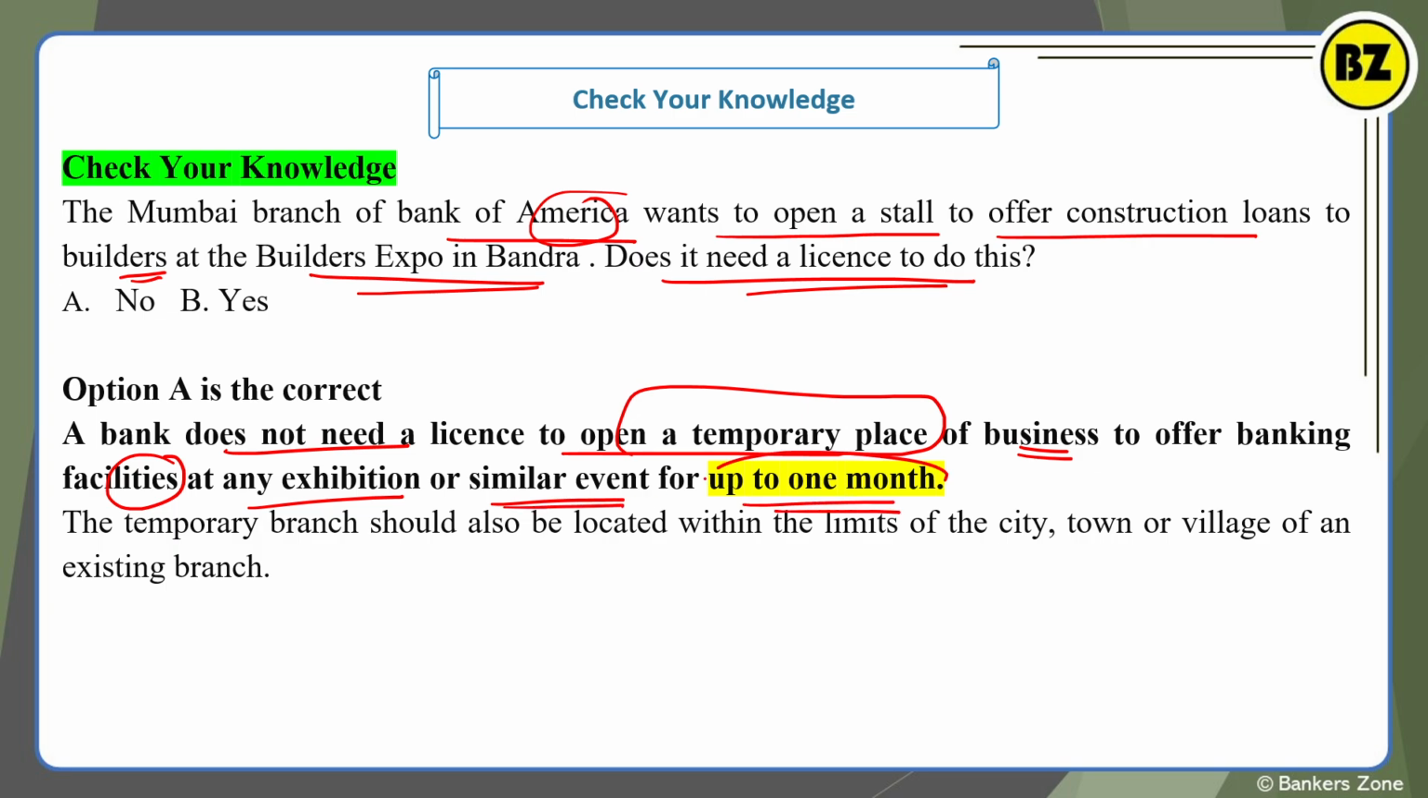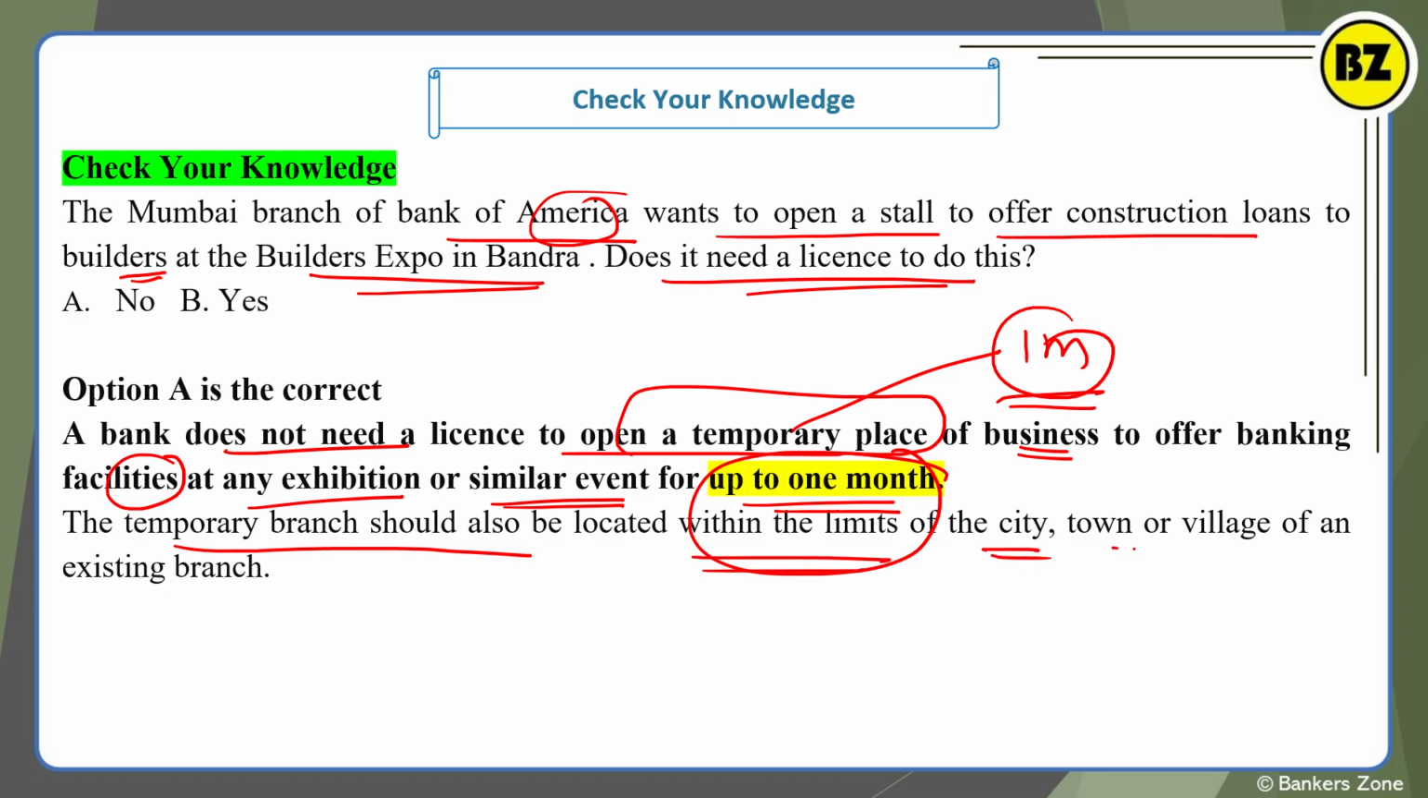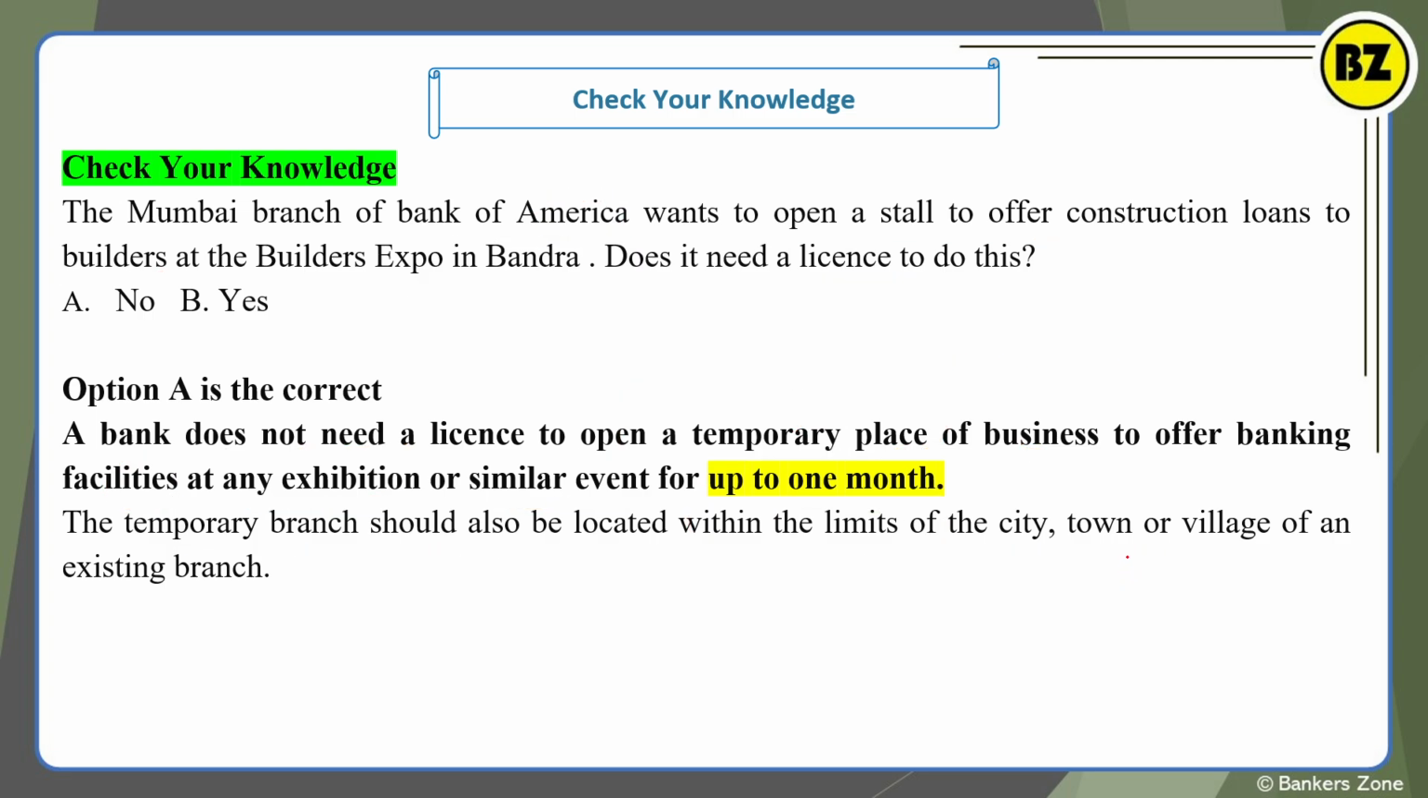So if you are making a temporary place of business for up to 1 month, no permission from RBI is required. The temporary branch should also be located within the limit of the city, town or village of the existing branch. Okay, that we have already discussed.